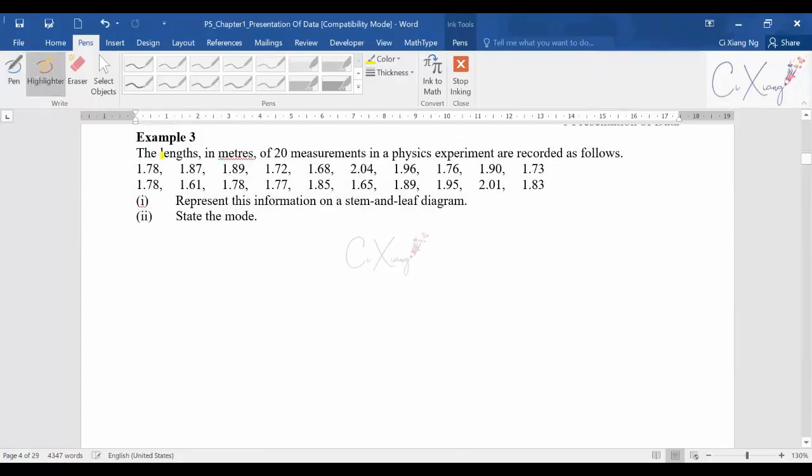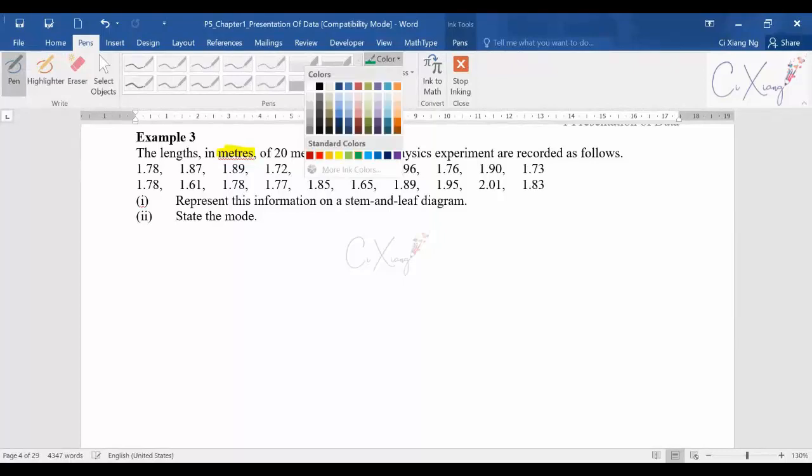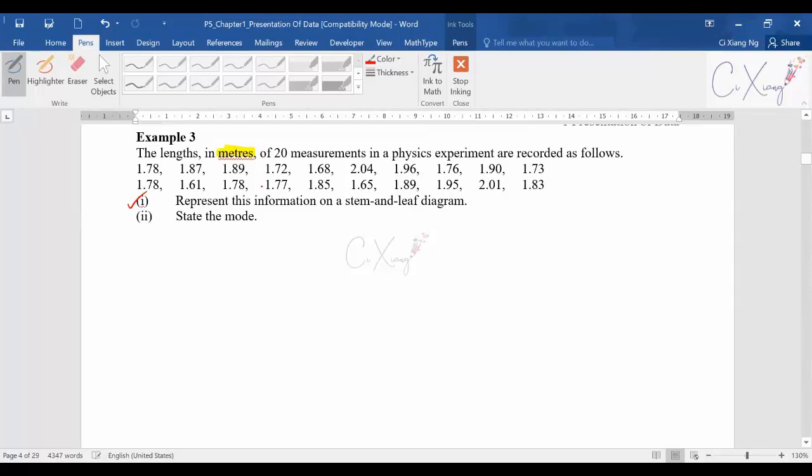So we are talking about the length in meters, so the unit is meters. There are 20 measurements in a physics experiment recorded as follows. These are the records, the 20 measurements in the physics experiment. And first, they want you to represent the information on a stem and leaf diagram. Okay, so if you really paused your video just now, maybe you are thinking, how can you actually put all these decimal numbers into a stem and leaf diagram? Did you try just now? I would prefer you to try before I show you the answer. At least you think about it, right? If, let's say, you didn't think and just copy my solution, right?